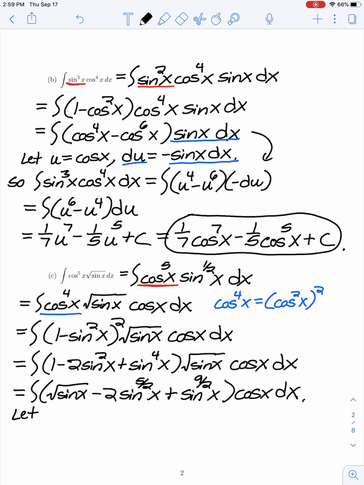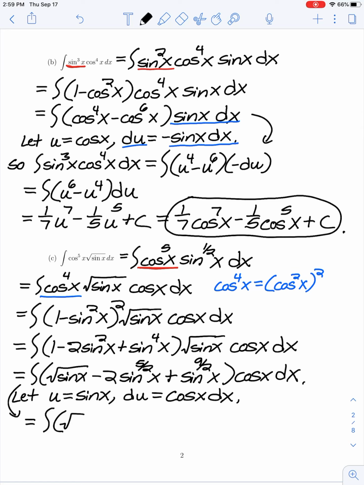So if I make a substitution now, where u is equal to sine x, then du will be cosine x dx. So rewriting our integral in terms of u, we have the integral of root u minus 2u to the 5/2 power plus u to the 9/2 power, and then our factor of cosine x dx we found is equal to du. So we have a du on the end.